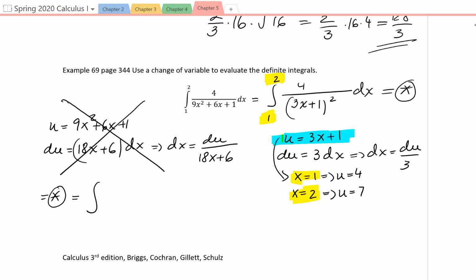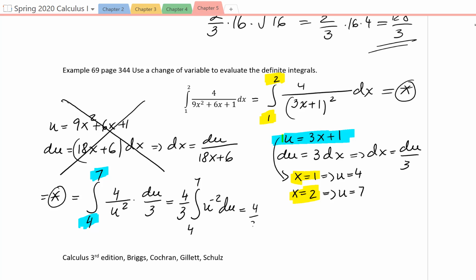So basically the integral now is from 4 to 7 of 4 over u squared times du over 3. Do you see how now everything is in u, even the limits of integration are different? So we can forget about the x entirely. So we have 4 over 3 times the integral from 4 to 7 of u to the negative 2 du.